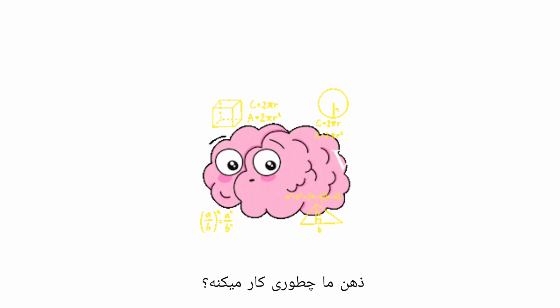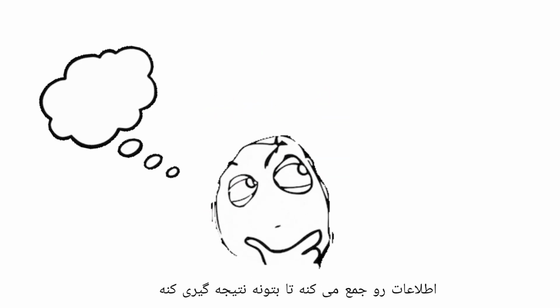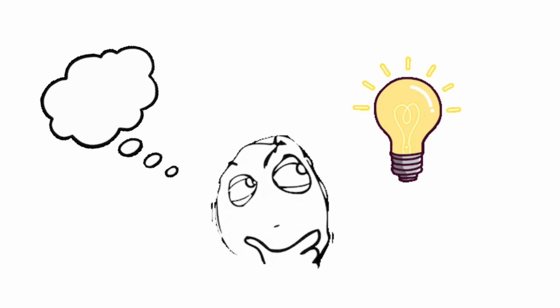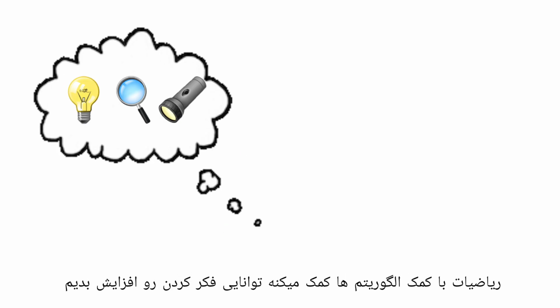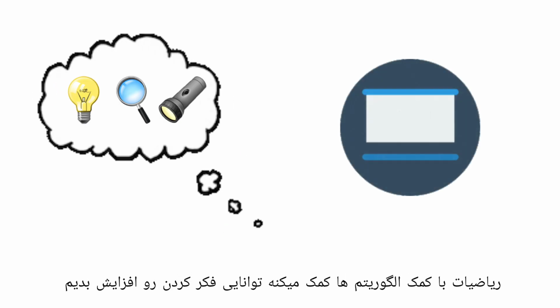How do our minds work? They gather information to produce results. Conclusions are formed based on our background and the content we possess. Mathematics helps us to improve our thinking abilities by teaching us algorithms.